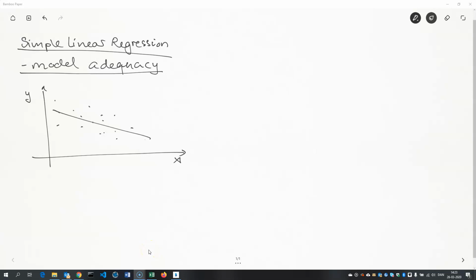So in this video we will be looking at simple linear regression from an adequacy point of view. We're interested in finding out if our model rests on a valid foundation. That is, are the assumptions on which the model is based fulfilled? And what are the assumptions?